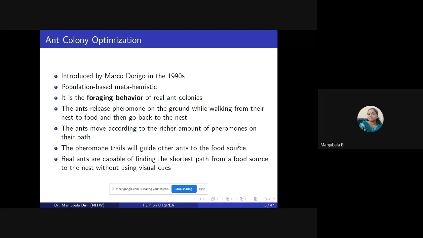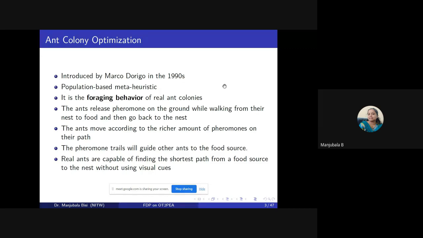This is also a very old algorithm, introduced by Marco Dorigo in the year 1990. It is a population-based meta-heuristic algorithm. Simulated annealing is not population-based, right? This algorithm is mimicking the foraging behavior of real ants.